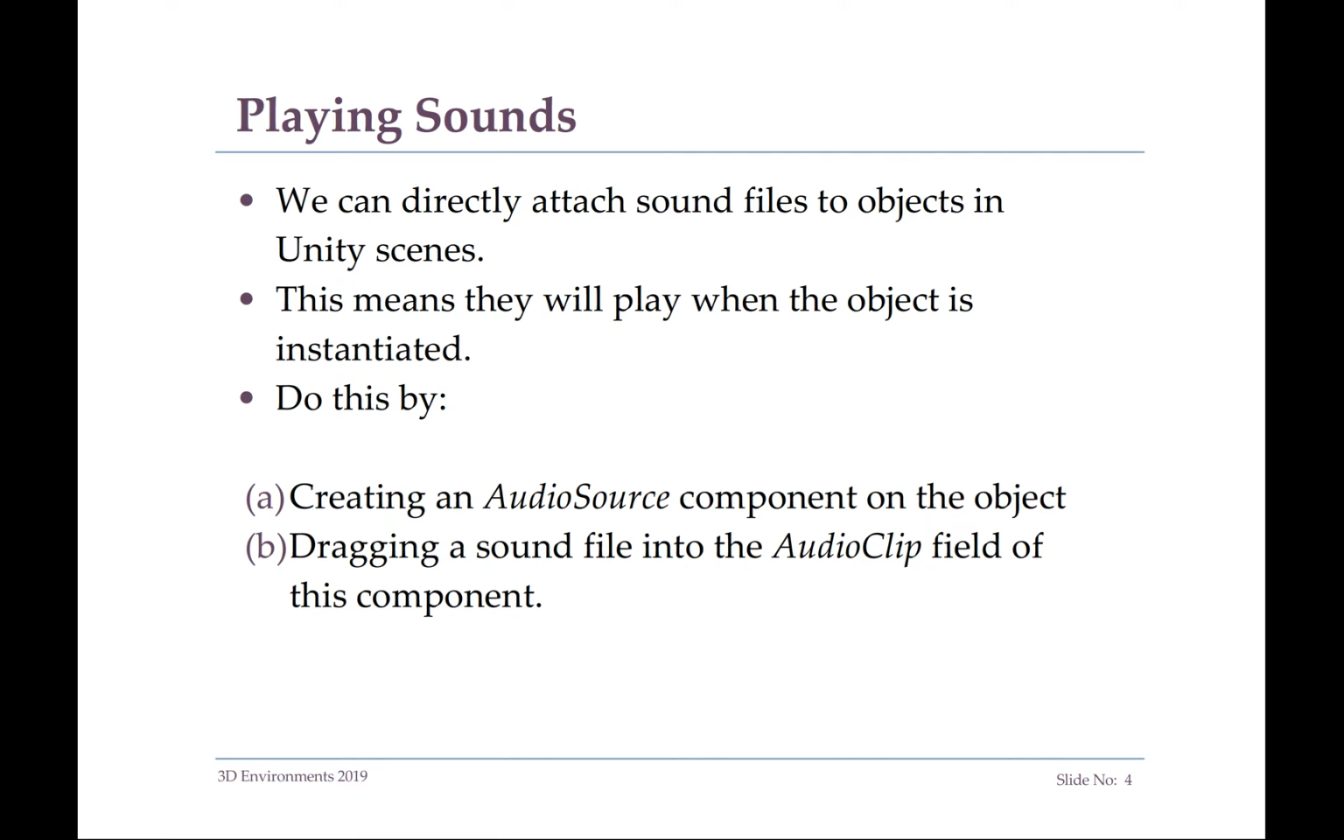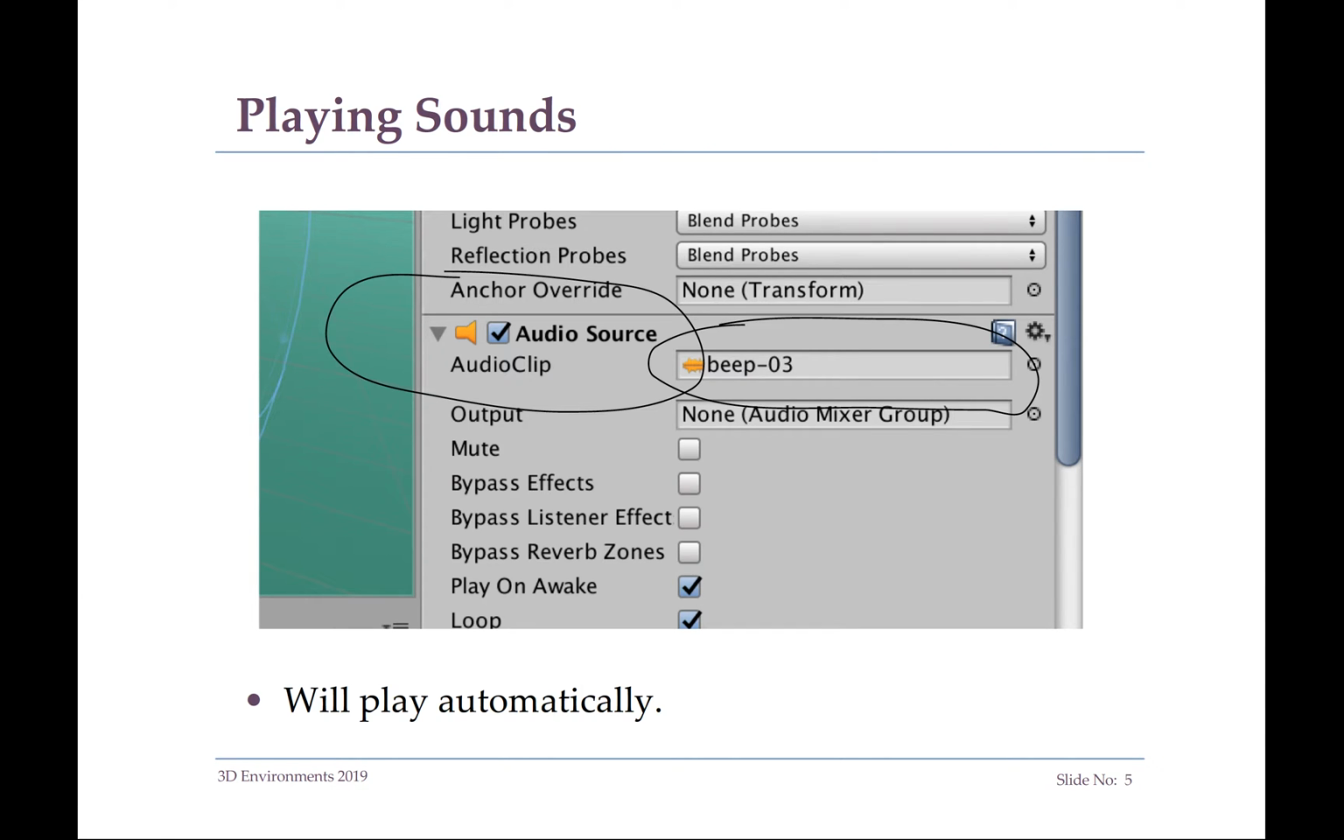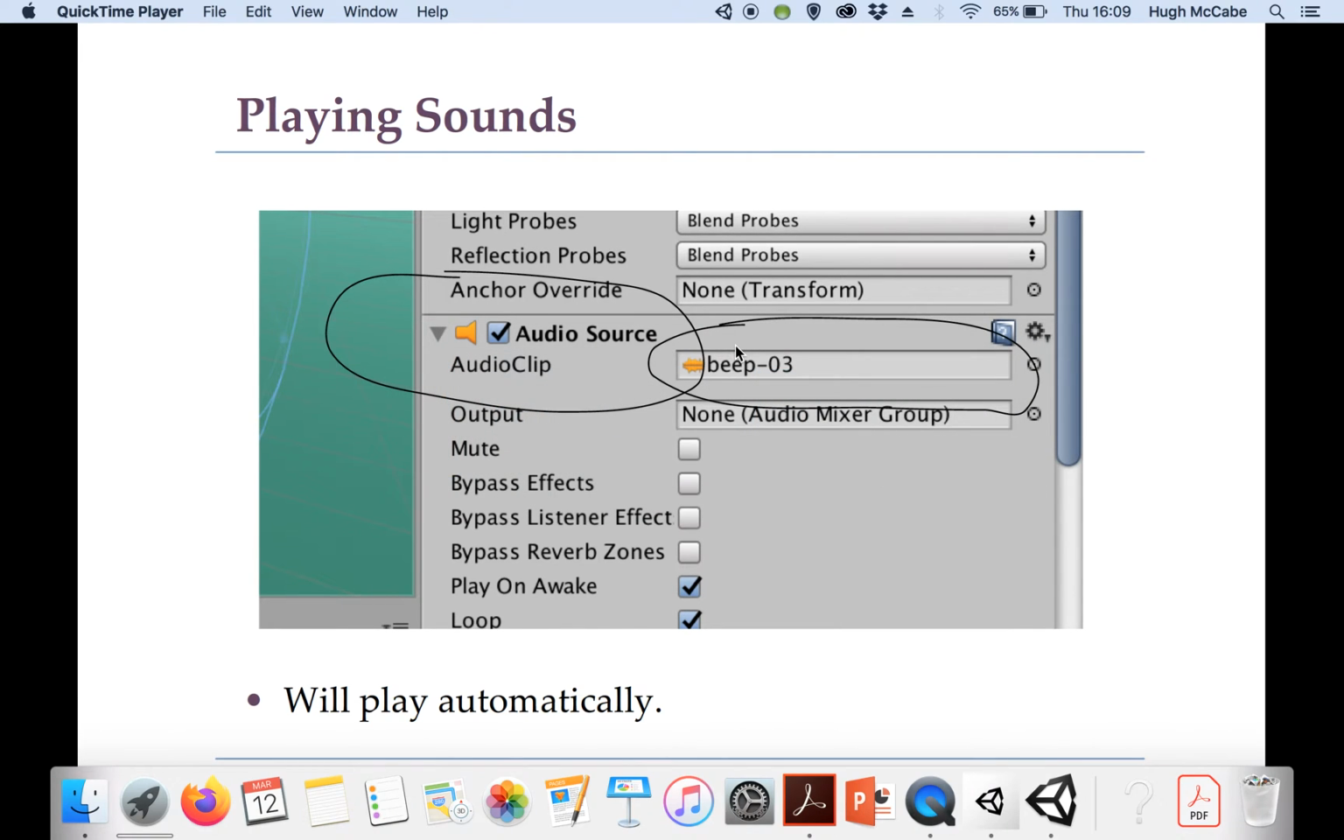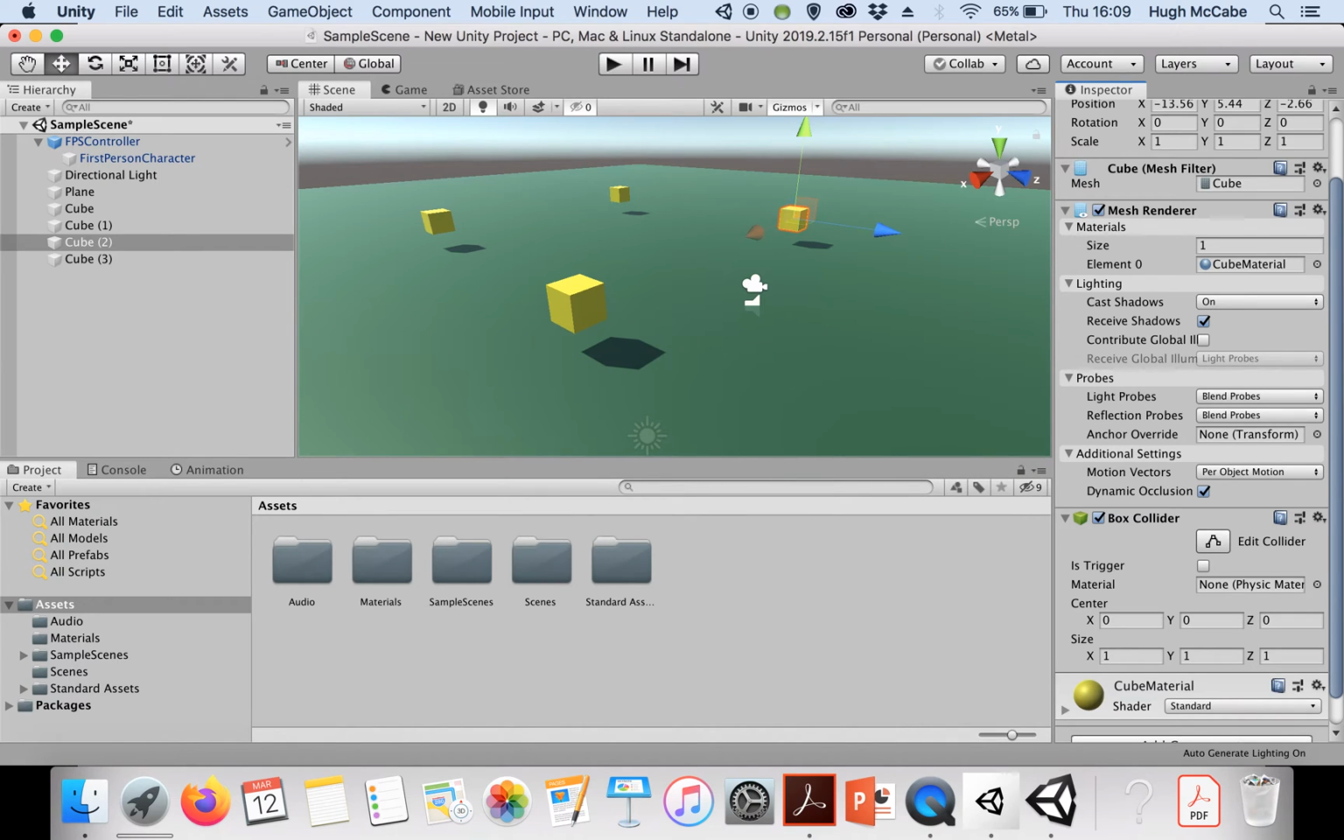So let me show you what I mean by this. This is an audio source component that has been added to a Unity game object. And then this thing here, beep03, is the name of an actual sound file that we have now associated with this audio component on that object. So let's have a look at this in action.